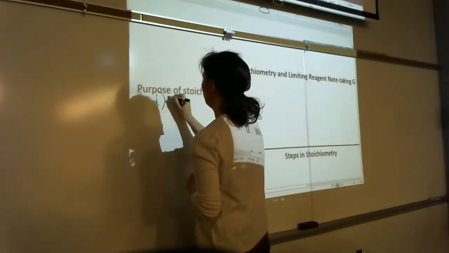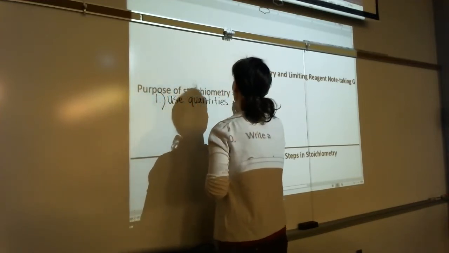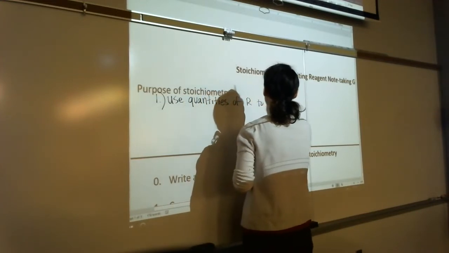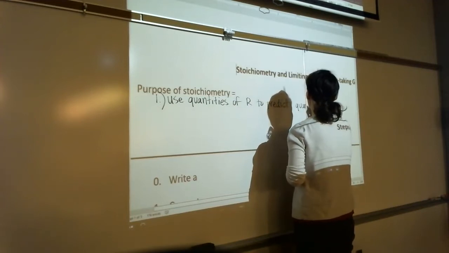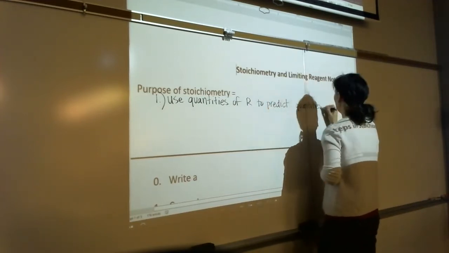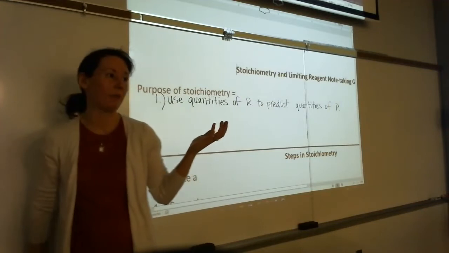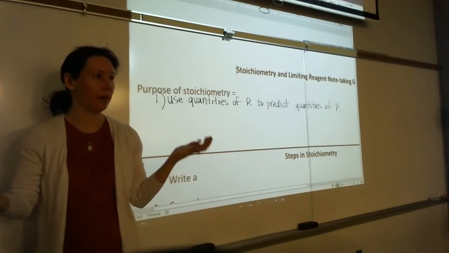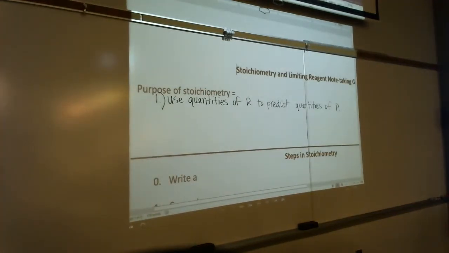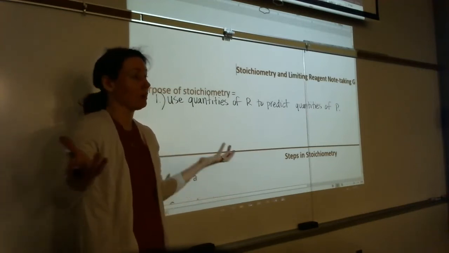Number one, you could use quantities of reactants to predict quantities of products. So what I mean by that is, if I begin with X amount of A reactant, how much B product could I make? Right? That's a question that a chemist would take some benefit from, right? If I begin with 5 grams of reactant, how many grams of this product could I make? That's a useful question, right?